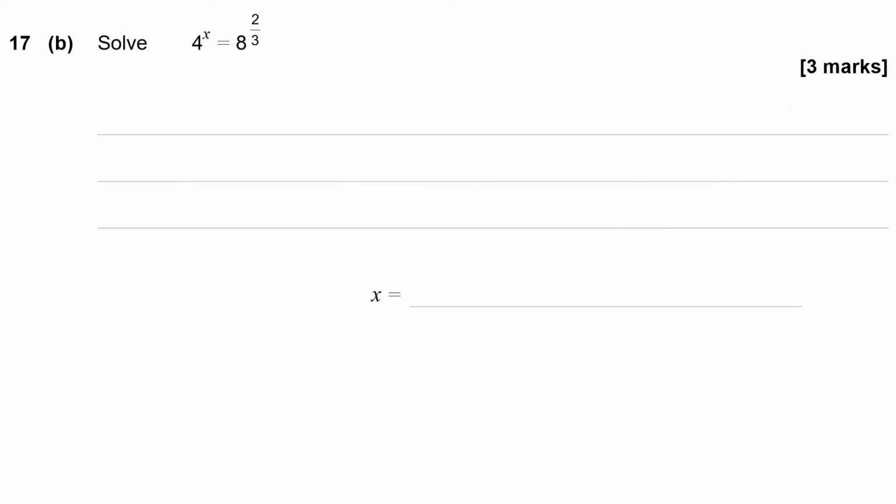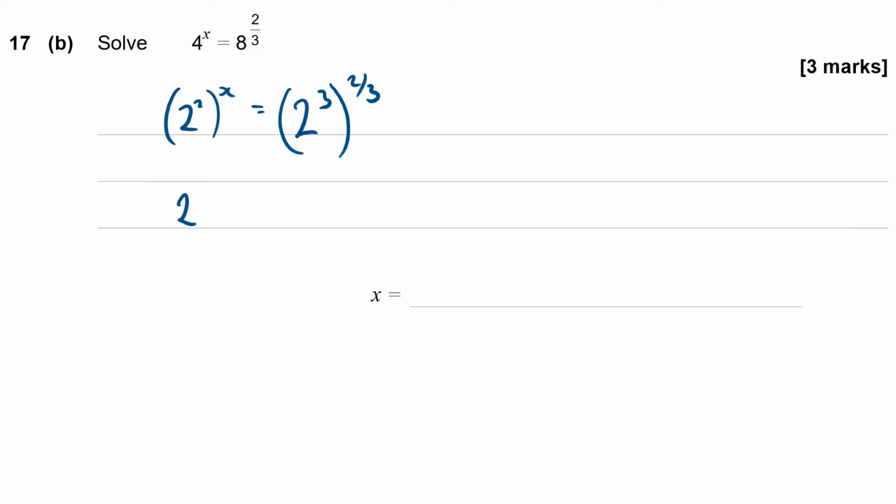So 4 to the power of x is 8 to the power of 2/3. Okay. Let's try and make the bases the same for both these numbers. 4 is the same thing as 2 squared. So 2 squared to the power of x is equal to 8. Now 8 is 2 cubed. So 2 cubed to the power of 2/3. Okay, so when you've got an index and an index like that, you multiply them together.